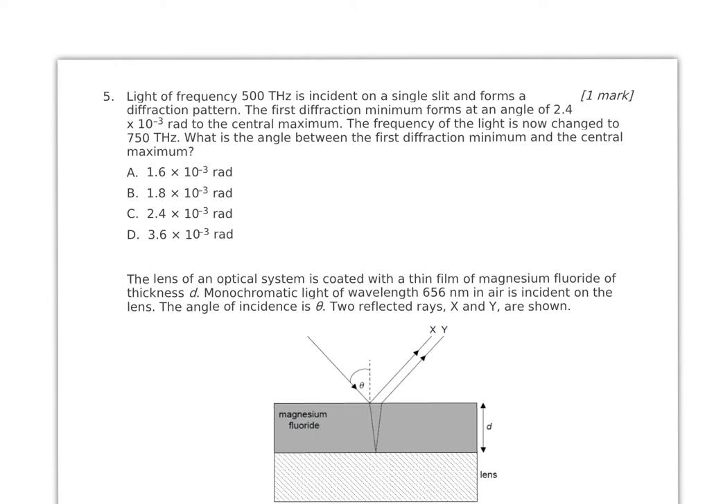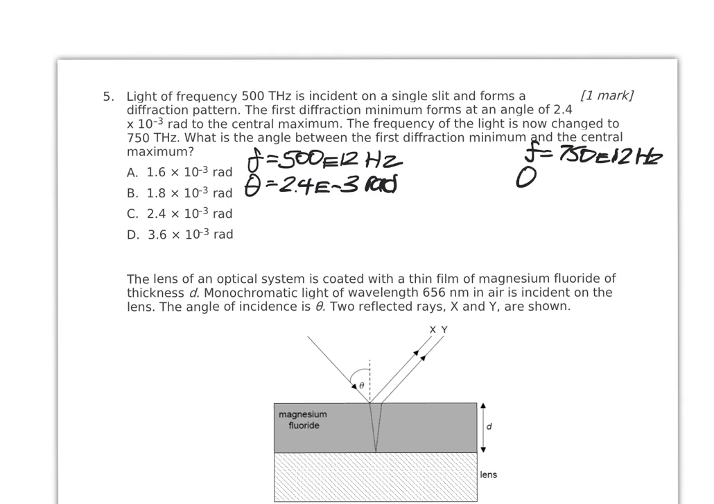Okay, so number 5, we have a frequency of light of 500 terahertz, so it's 500 times 10 to the 12 hertz. It makes a diffraction pattern out of a single slit. And it says that the angle of the first diffraction minimum has an angular displacement from the center of 2.4 times 10 to the negative 3 radians. And then it says the frequency is now changed to 750 terahertz. And then they want to know, what is the new angle now?